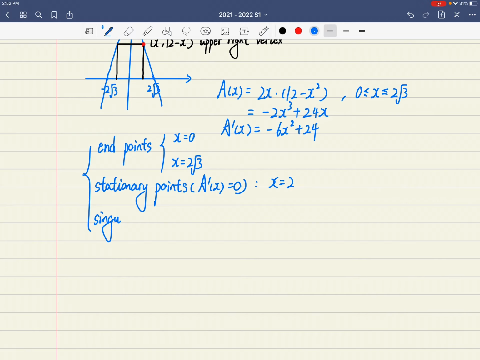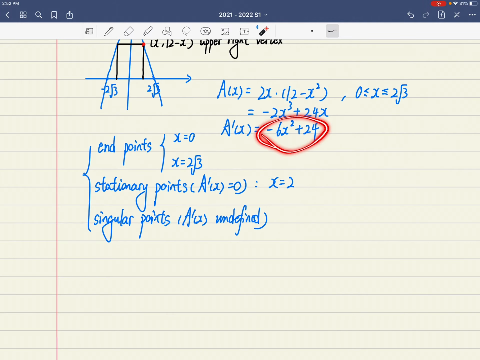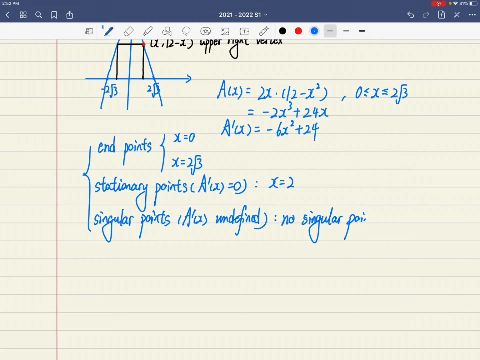Right? What about singular points? Singular points are when the derivative is undefined. Will this derivative ever be undefined? Probably not, because it's a polynomial, right? A polynomial is always defined, so there's no singular point.